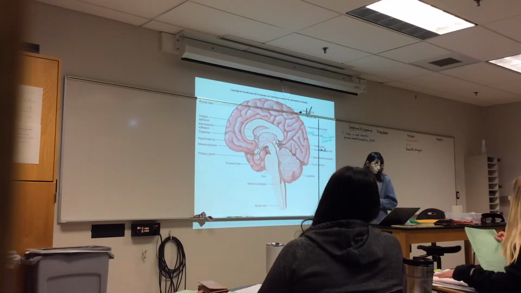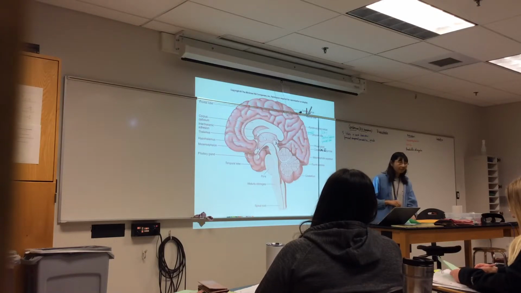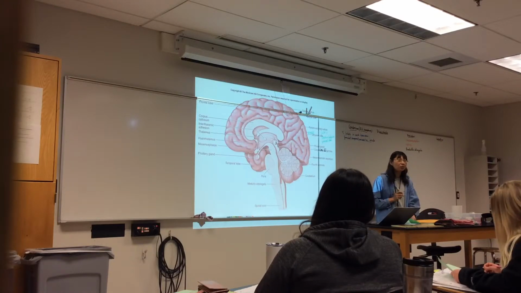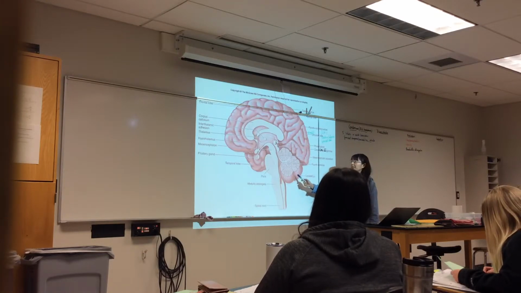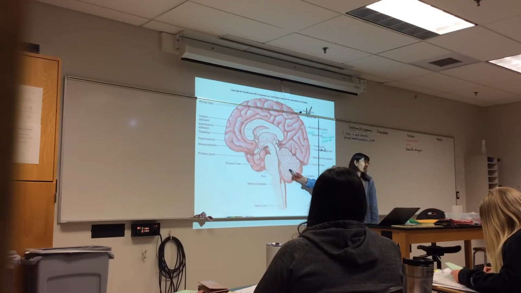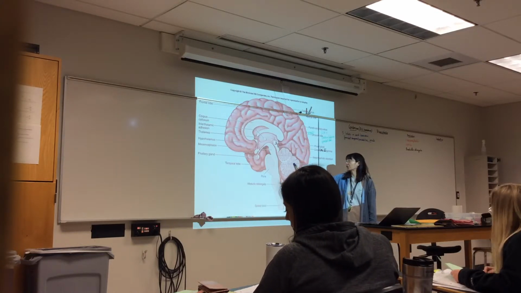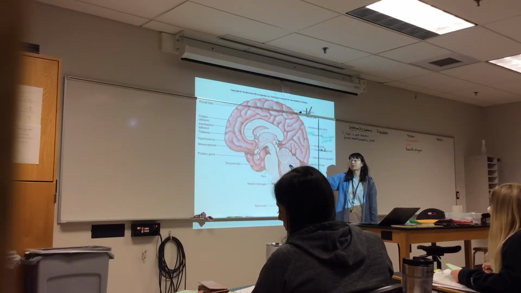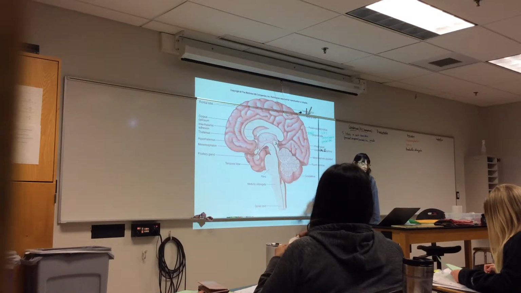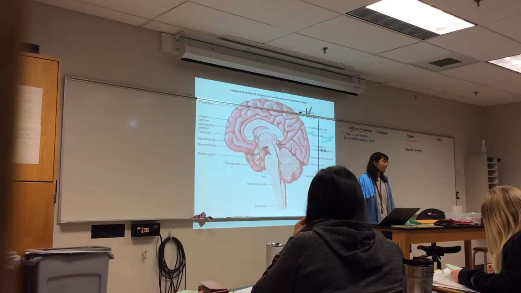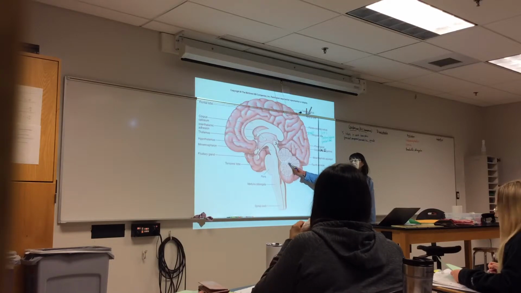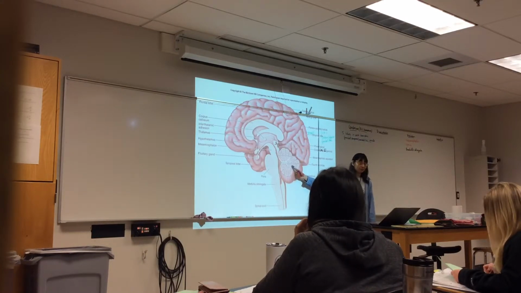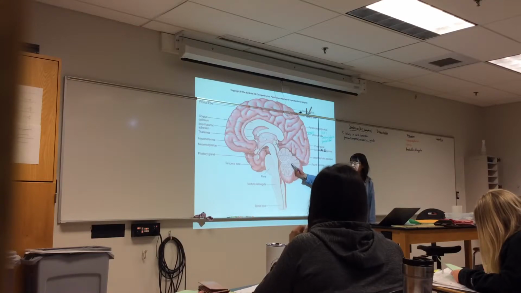Arbor vitae of the cerebellum. What do you do on Arbor Day? You plant a tree. So arbor means tree. Cerebellum is this thing, agree? Do we see a tree here? Yeah, growing sideways. So this is called the Arbor vitae of the cerebellum. Do you guys know what vitae means? Life. So this is a tree of life, literally translated.